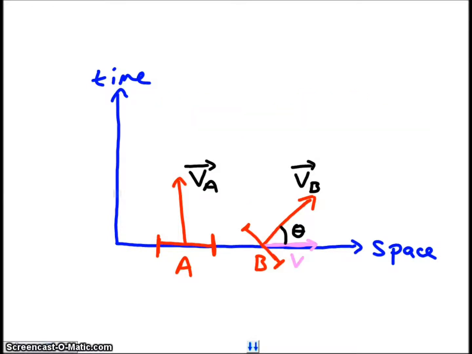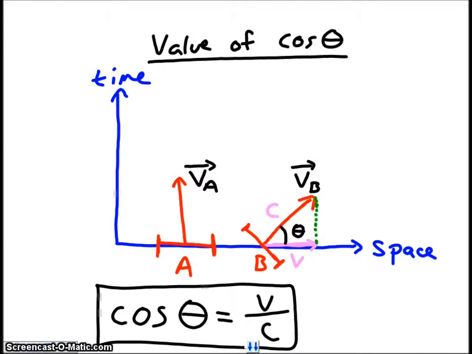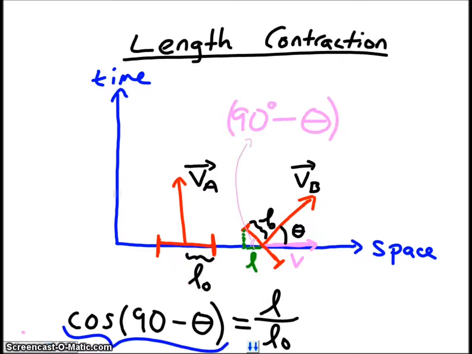So I'd like to assign the symbol theta to represent the angle that the velocity vector is making with respect to the x-axis. And if you take a moment, you can find the cosine of theta, which will be adjacent over hypotenuse, as equaling v divided by c. So keep that in mind because we'll actually use that one over and over and over. So how do we get length contraction from this situation?